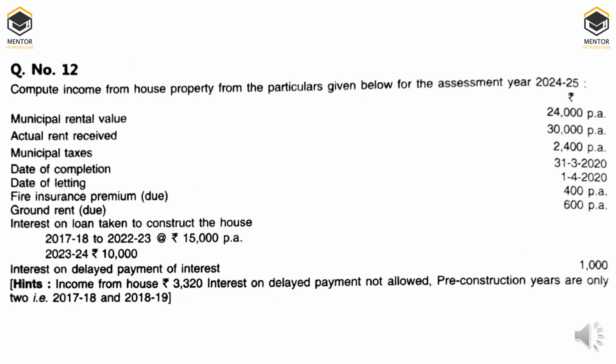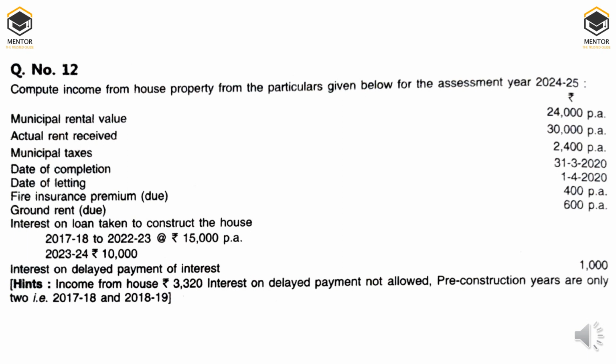Then date of letting out is 1/4/2020. The next financial year is the date of letting out. Fire insurance premium we don't consider, ground rent we don't consider. Interest on loan taken for construction of the house from 17-18 to 22-23 is at the rate of 15,000 per annum. For 23-24, the current previous year, it is 10,000. Interest on delayed payment of interest, that we don't consider.